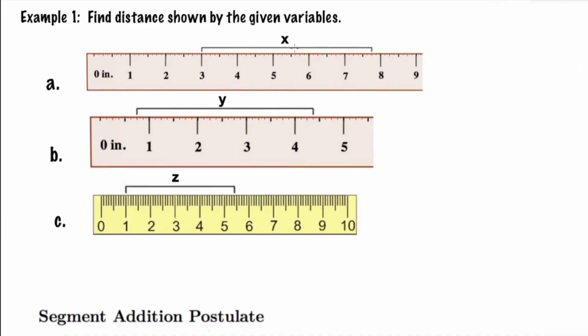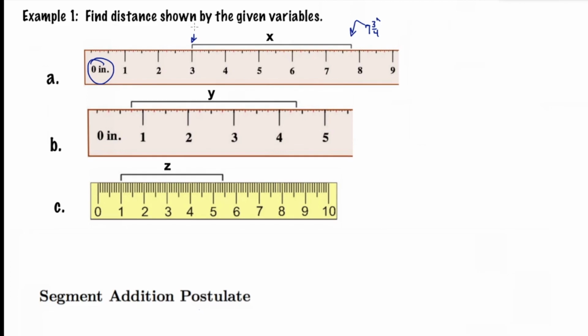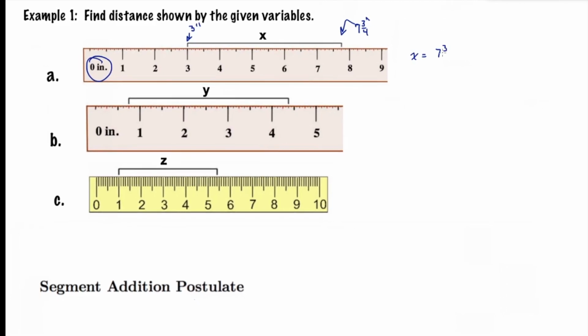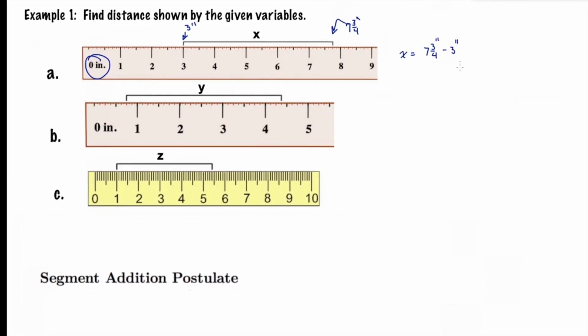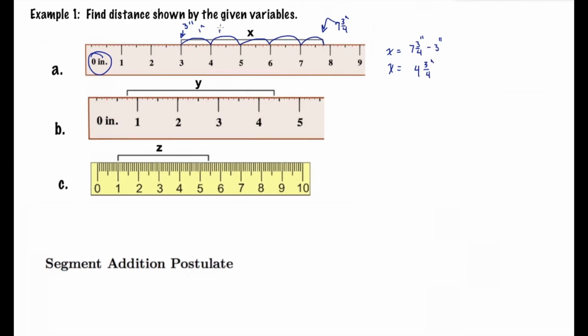Example 1, find the distance shown by the given variables. Looking at my ruler, I see we're in inches, and I want to find the distance shown by the given variable. We see x is between 3 inches and 7 3/4. So 7 3/4 minus 3 inches is 4 3/4. That's an easy one.